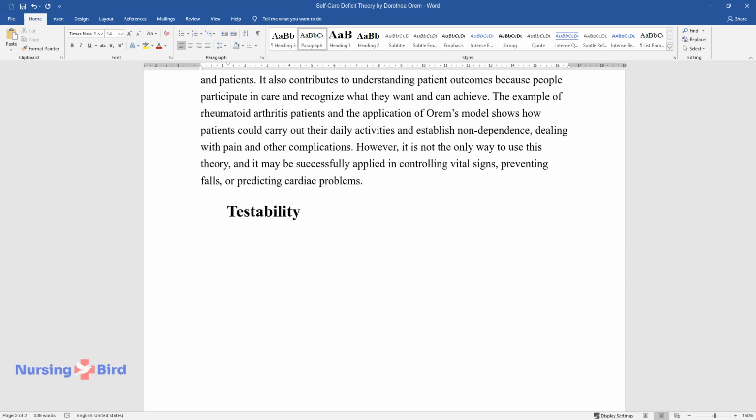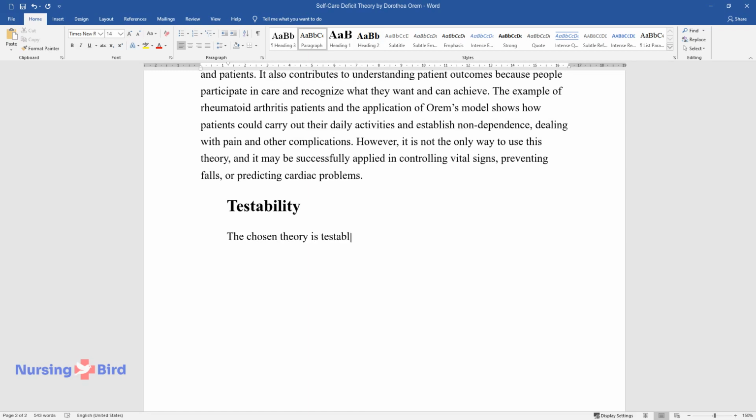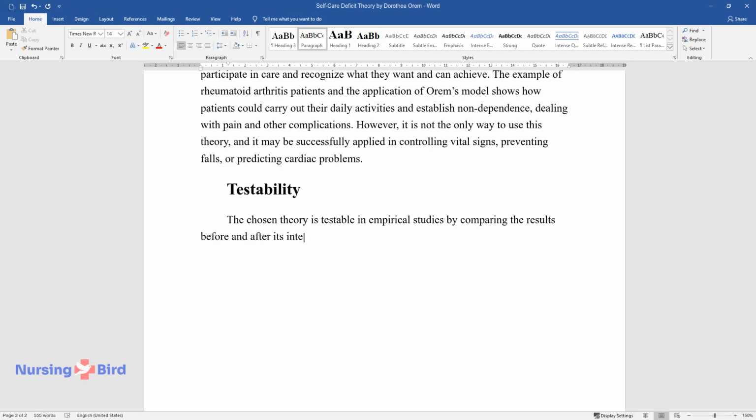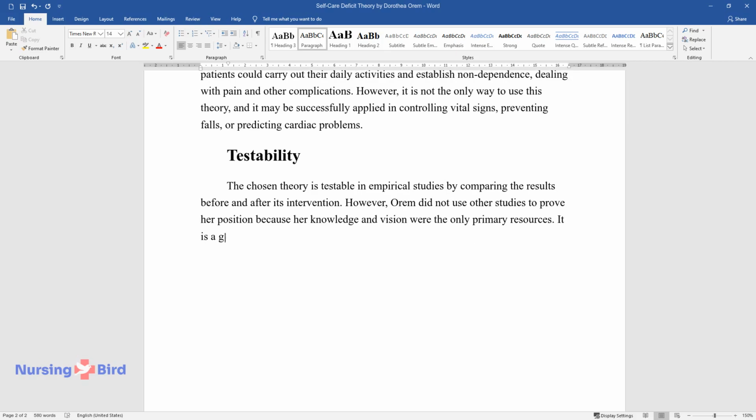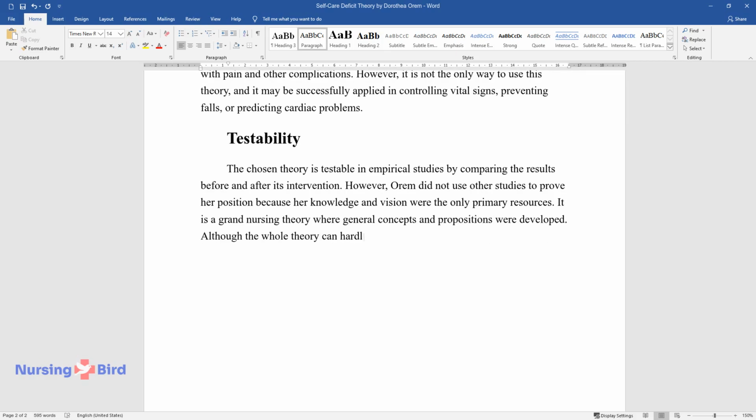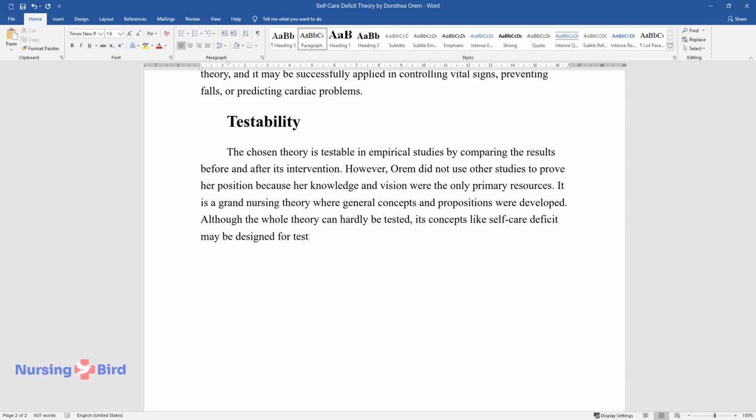Testability. The chosen theory is testable in empirical studies by comparing the results before and after its intervention. However, Orem did not use other studies to prove her position because her knowledge and vision were the only primary resources. It is a grand nursing theory where general concepts and propositions were developed. Although the whole theory can hardly be tested, its concepts like self-care deficit may be designed for testing.